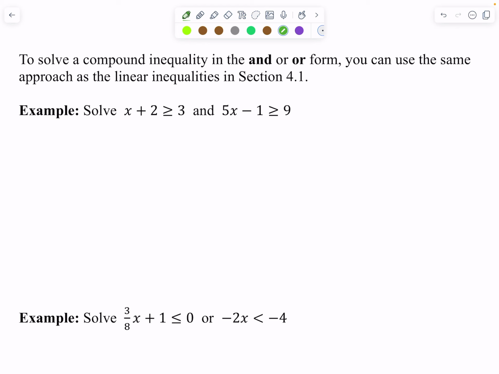So notice here, though, that we have this and statement. We cannot write it in compact form, because we have nothing that matches. Like we have x plus 2 greater than or equal to 3, and 5x minus 1 is greater than or equal to 9. We could write that in the more compact form if it was like x plus 2 is greater than or equal to 3 and x plus 2 is less than or equal to 9 or something like that. But in this case, this is one we do have to work with separately.